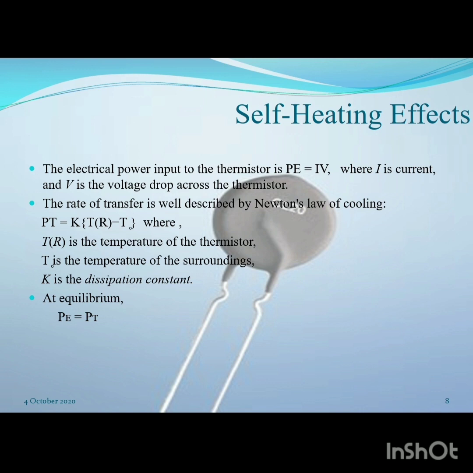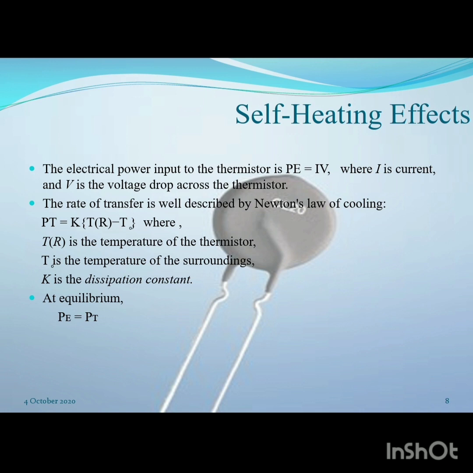At equilibrium, we can say that P equals PT. Whenever there is an equilibrium between the environment and the thermistor, P equals PT, that is IV equals K into Tr minus T naught. The current and the voltage across the thermistor depend on the particular circuit configuration, how the circuit is made, what type of systems are used, and how they are placed. As a simple example, if the voltage across the thermistor is held fixed, then by Ohm's law I equals V by R.